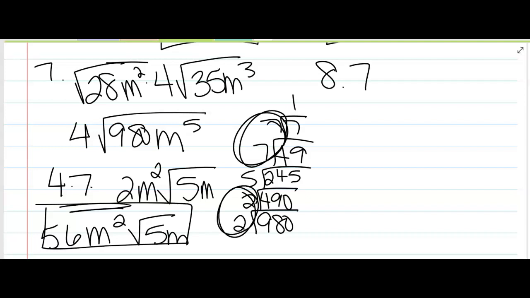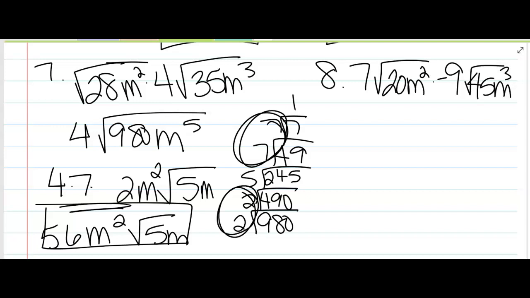Let's try 7 square root of 20 m squared times negative 9 square root of 45 m cubed. Okay, once again, like the last one, let's go ahead and multiply the numbers on the outside. So 7 times negative 9 would give me negative 63. For the numbers underneath the radical, if I take 20 times 45, I would get 900. And then m squared times m cubed would be an m to the 5th.